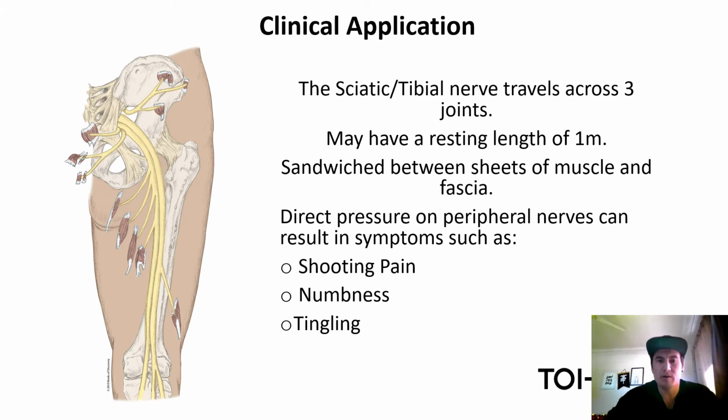In terms of clinical application, the sciatic or tibial nerve travels across 3 different joints. So it may have a resting length of up to 1 meter, and it's squashed between different sheets of muscle and fascia. So direct pressure on peripheral nerves can result in symptoms such as shooting pain, numbness, and tingling.